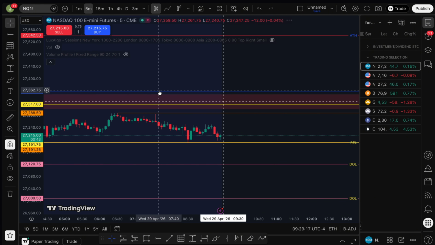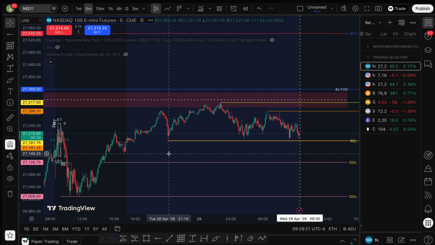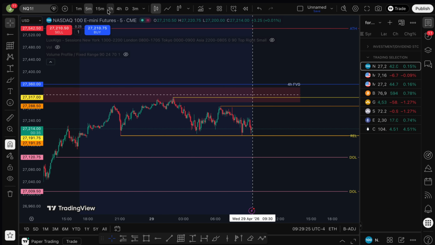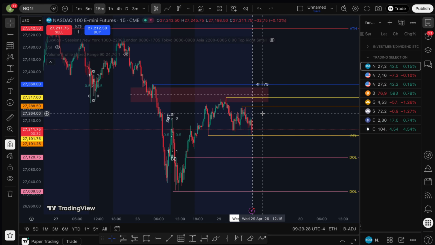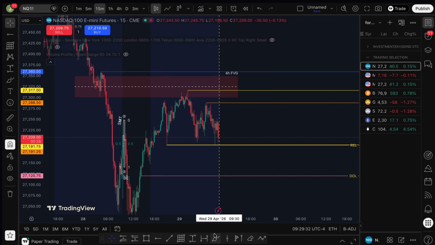If we go into the 5 minute real quick, we have equal lows. This low with this low, both on the same level, both on 190, 175. I actually checked, equal lows right there. We go into the 15 minute, no 15 minute value gaps. We are between Asia highs, so this could just be this.